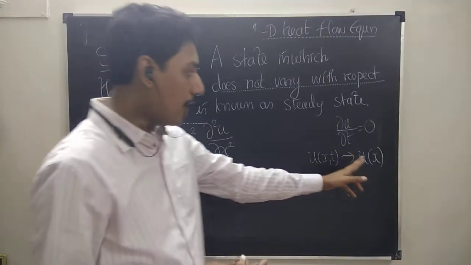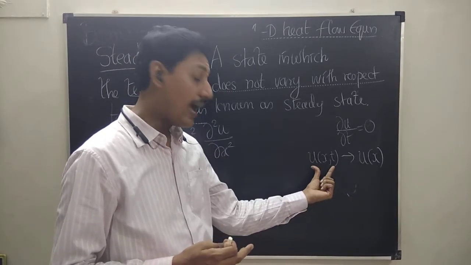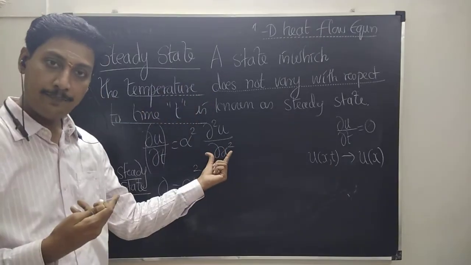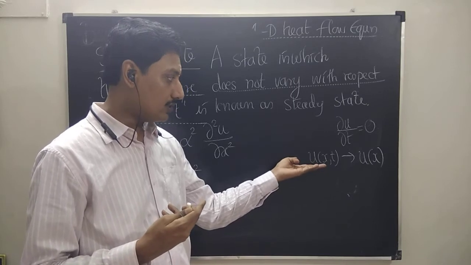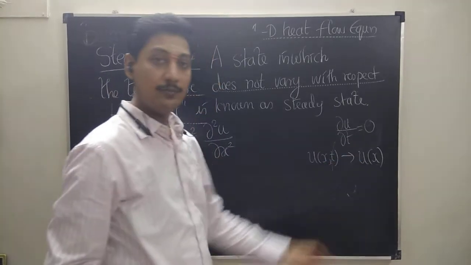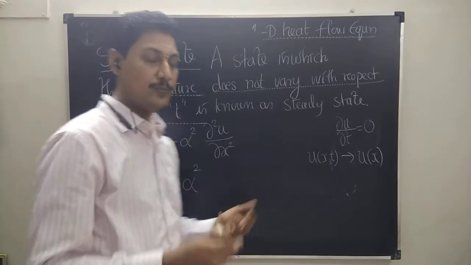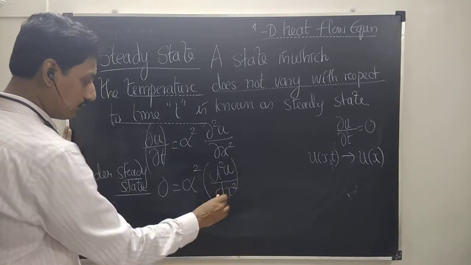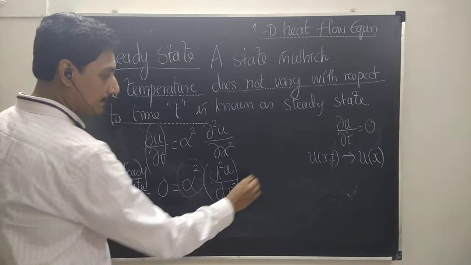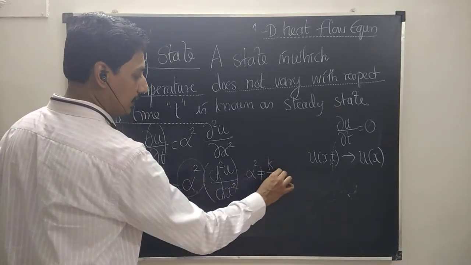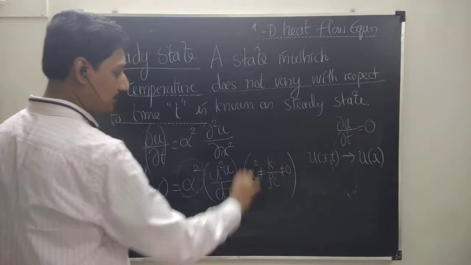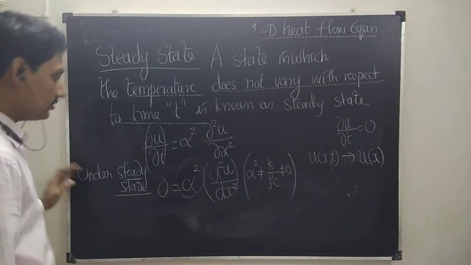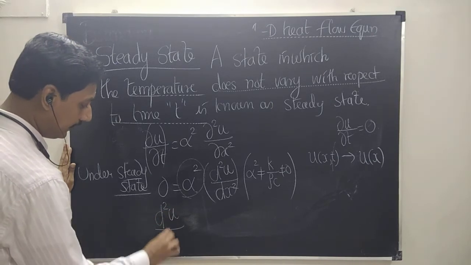So this becomes an ordinary differential equation. If there is more than one variable, then it comes under partial. Under the steady state, the temperature does not vary with respect to time t, so it becomes a function of only one variable. So this becomes the ordinary differential equation d²u/dx², and the product of these two is equal to 0. Obviously α² is a non-zero value because it is the diffusivity of the substance, K by ρC. K is the thermal conductivity, ρ is the density, C is the specific heat. Everything is non-zero, so d²u/dx² equals 0.